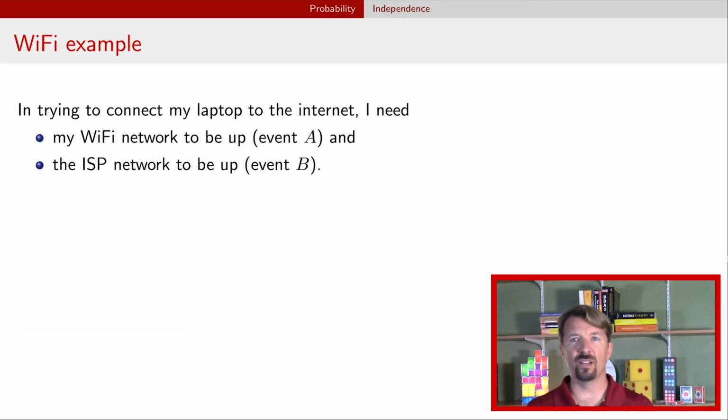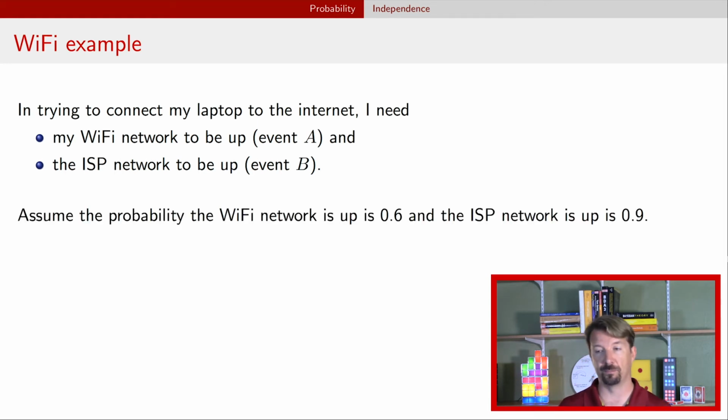Okay, so going back to our simplistic trying to connect to the internet example. We have our Wi-Fi being up or not and our ISP being up or not. If we assume that those two are independent, which for the most part seems pretty reasonable, then we can calculate the probability that I can connect to the internet, which is the intersection of those two events, by assuming that they're independent. It's just the product of their marginal probabilities.